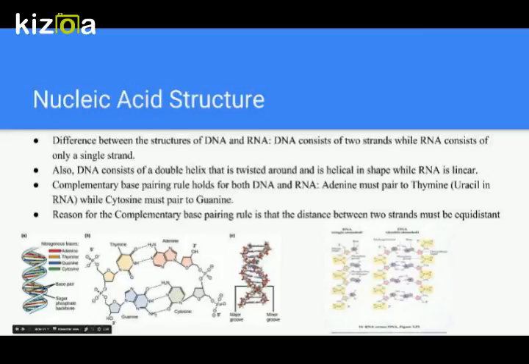Nucleic acid structure. The difference between the structures of DNA and RNA is that DNA consists of 2 strands, while RNA consists of only a single strand. DNA consists of a double helix that is twisted around and is helical in shape, while RNA is linear. Both DNA and RNA have a sugar phosphate backbone that sticks out. Additionally, the complementary base pairing rule holds for both DNA and RNA: adenine must pair with thymine, or uracil in RNA, while guanine must pair with cytosine. This is because the width between the 2 strands of DNA molecules must be constant.